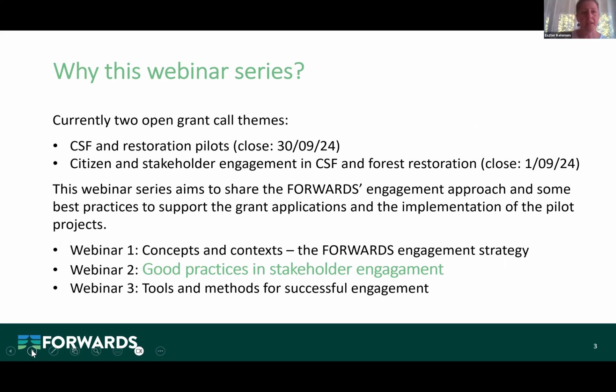Among them, we have the Citizen and Stakeholder Engagement in Climate Smart Forestry and Forest Restoration Grant. And the webinar is aiming to share some of our main findings so far, or the best practices we have identified so far to support the engagement of stakeholders by other actors.